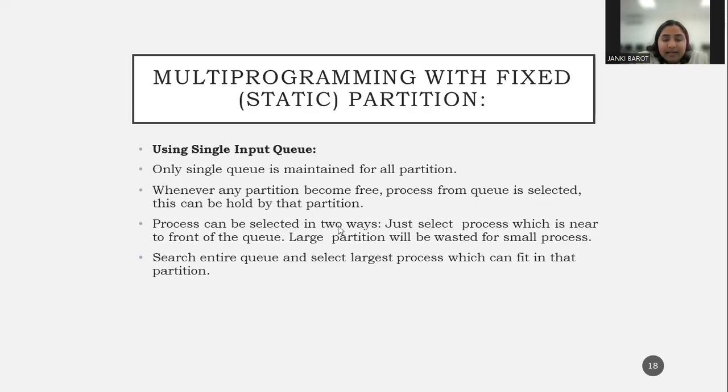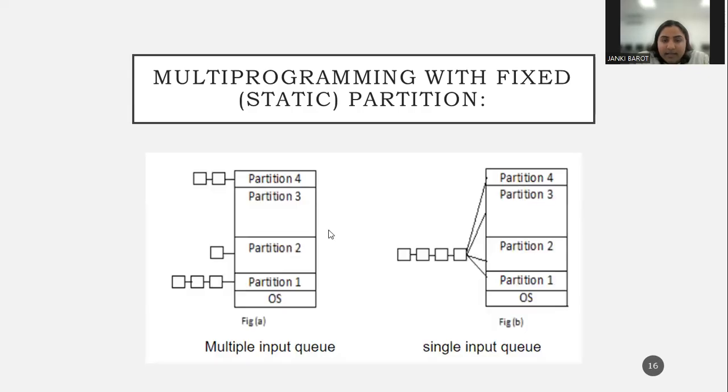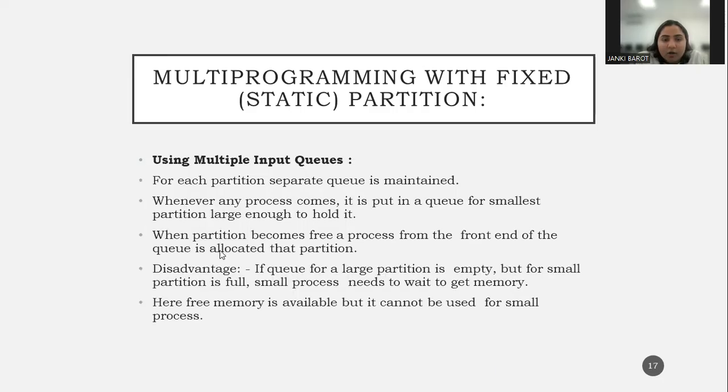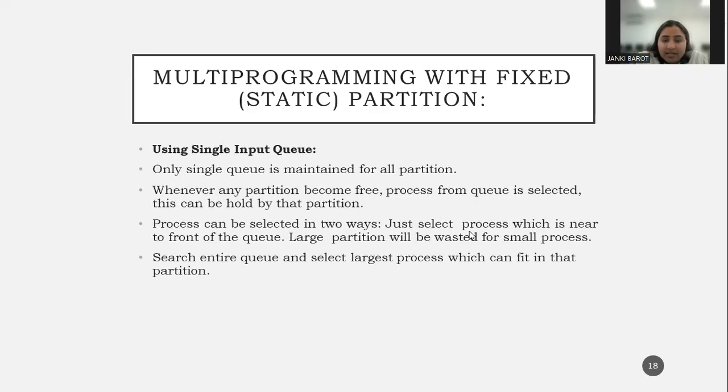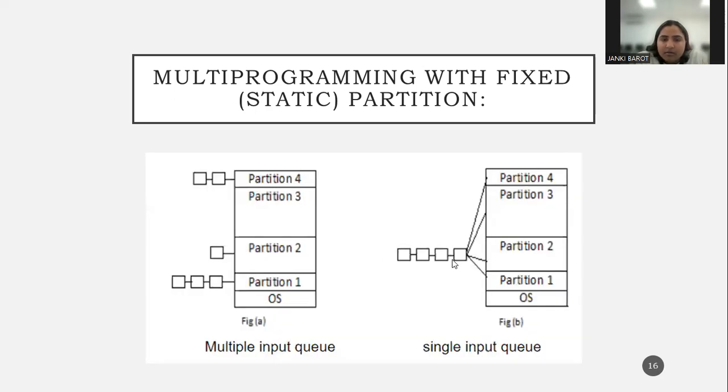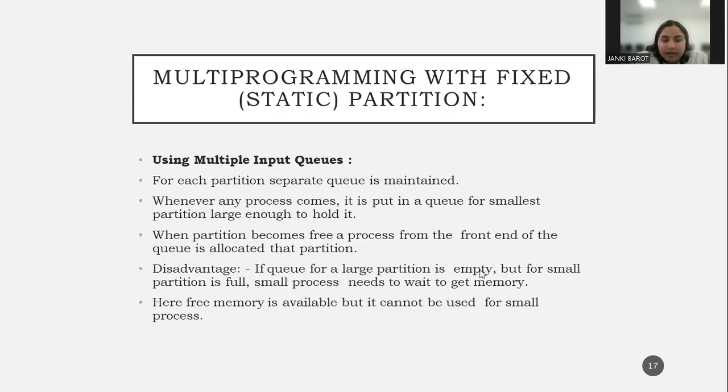Okay, a process can be selected in two ways. One: just select the process which is near the front of the queue. A large partition will be wasted for a small process. It is similar to the multiple input queue, in that it will find the partition nearest to the smallest, and then it will be allocated to that particular process, right?